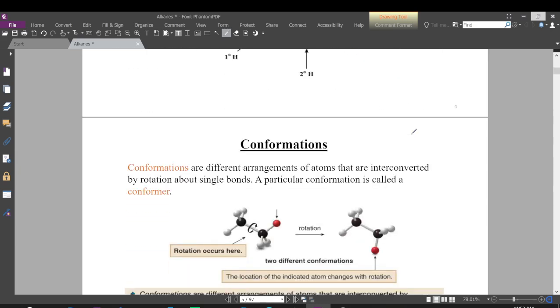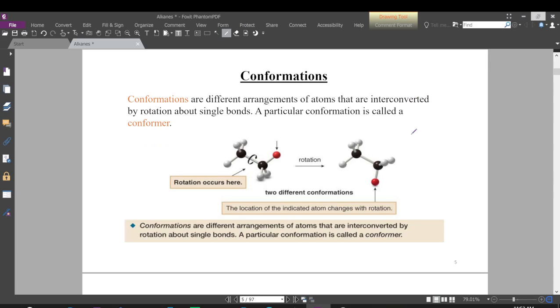Now the conformations. Conformations are different arrangements of atoms that are interconverted by rotation about a single bond. You know that in alkanes there is a single bond between carbon and carbon. If you rotate it, we can change the arrangement of the atoms, and we call this conformation. A particular conformation is called a conformer. So you see in this picture the carbon-carbon single bond here. If you rotate this, the conformation is changed, so there are two different conformations.